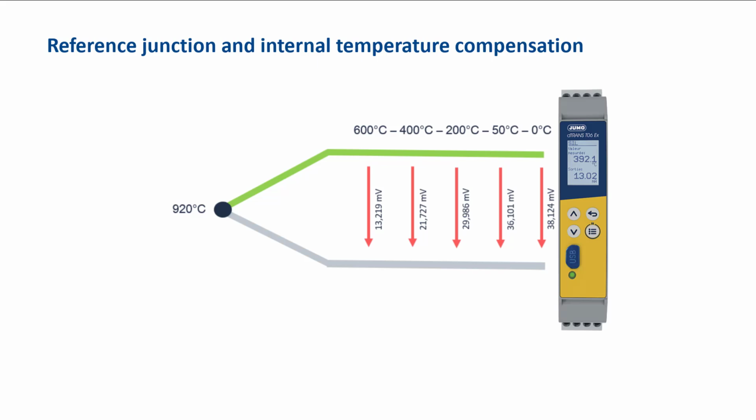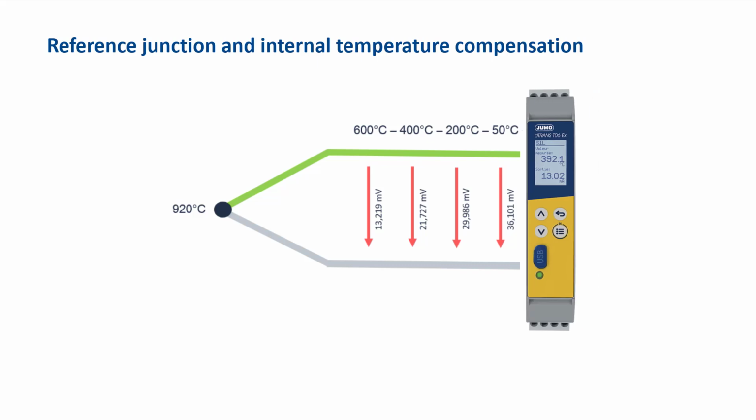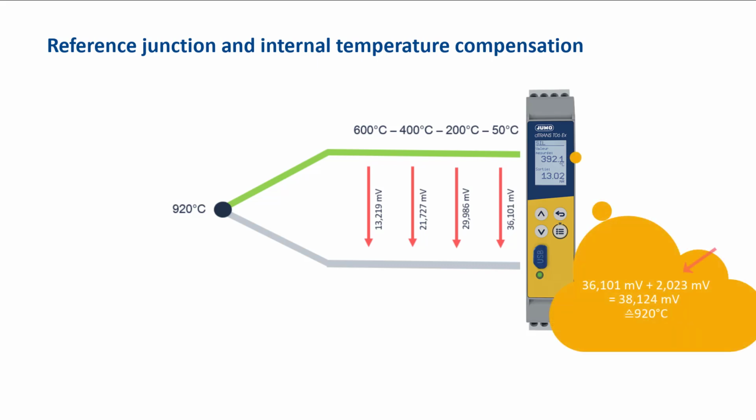The reference junction temperature is usually not at 0 degrees Celsius, and so the field device must perform a so-called internal temperature compensation. In addition to the thermoelectric voltage, the reference junction temperature is measured by an internal temperature sensor in the area of the terminals. The thermoelectric voltage that occurs at a measurement temperature of 50 degrees Celsius, as an example, is added to the measured thermoelectric voltage. The measured temperature is determined for the recalculated thermoelectric voltage and displayed.